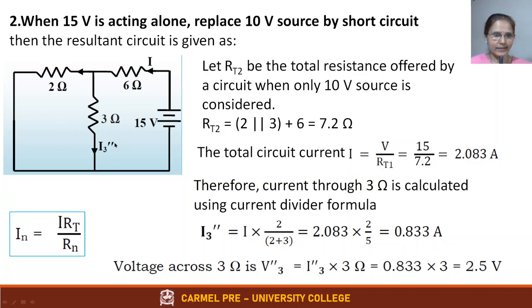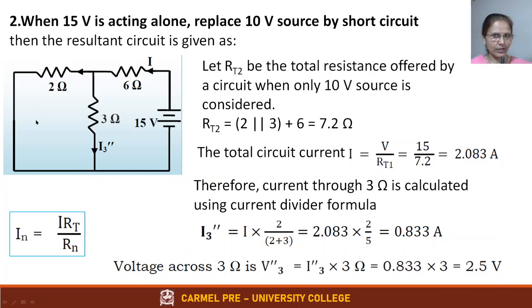So how to find I3 double dash? Using this current divider rule: IN is equal to I into RT divided by RN. I is equal to 2.083 and RT is equal to 6 divided by 5, which is 1.2, divided by RN, which is this 3. So when you substitute, you get 0.833 amps. Okay, so current I3 double dash we found through this.